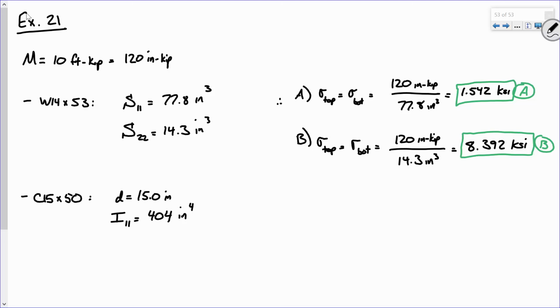Okay. Now, I'm going to ask you for a couple other things, all right? I want you to tell me B sub F, that is the flange width. Okay. I want you to tell me the moment of inertia about the weak axis. And I want you to tell me this distance C. Does everybody see that? Everybody good?